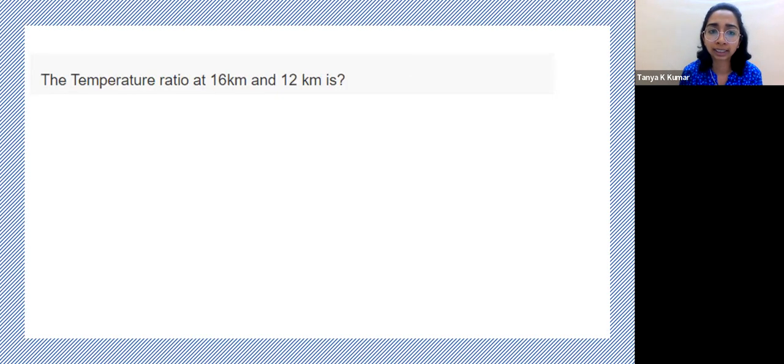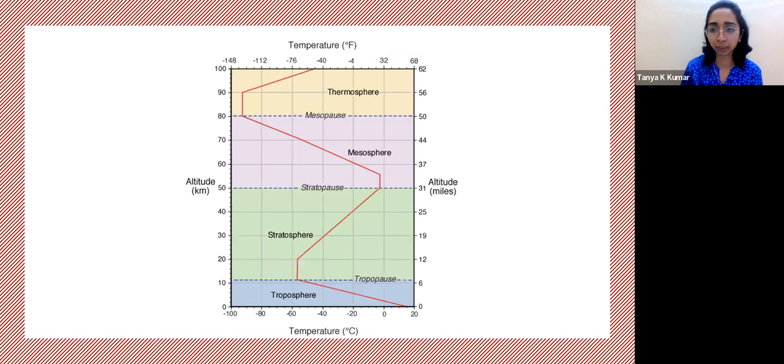Next, the temperature ratio at 16 kilometers and 12 kilometers. So before we get into this, we'll just look into the standard atmospheric model. This is the standard atmospheric model that we need to look into before we make any calculations regarding the flight of an aircraft. So in the tropospheric region, that is from 0 to 6 kilometers, your temperature reduces as the altitude increases. Remember, I had told you there was an alpha term in the altimeter equation. That is due to this reduction, rate of change of temperature with height.